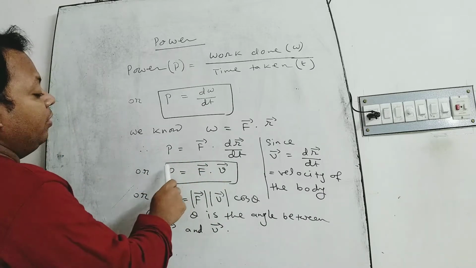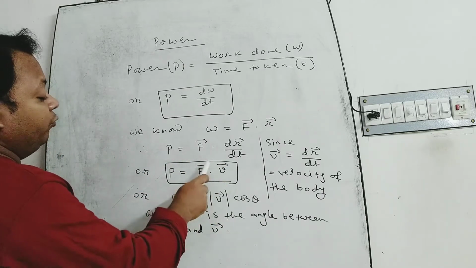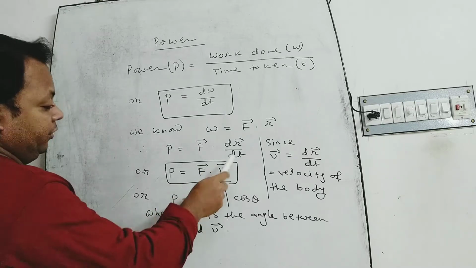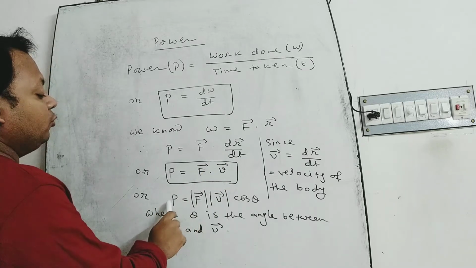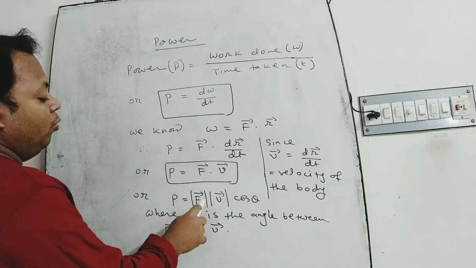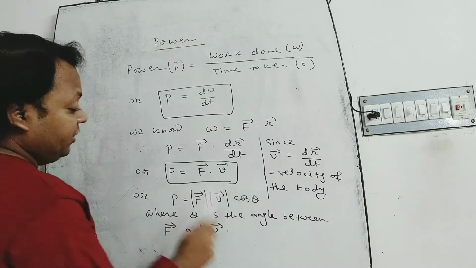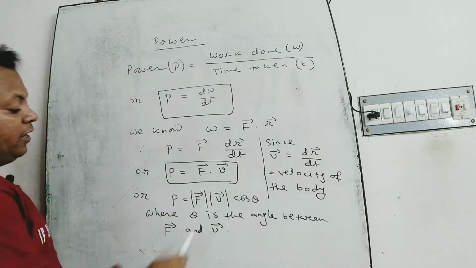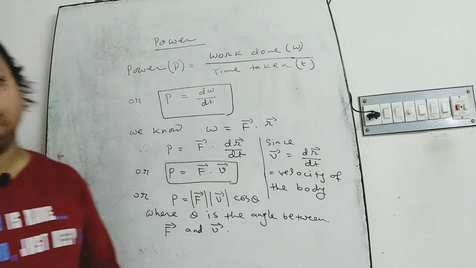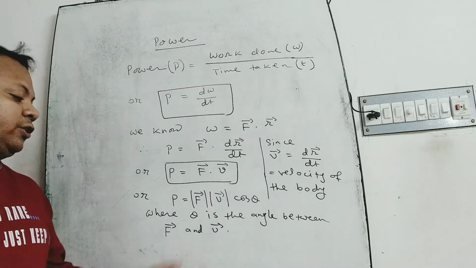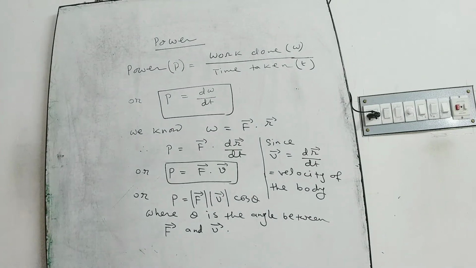That is, power is equal to applied force vector dot velocity vector, or P is equal to mod of F vector into mod of v vector cos theta, where theta is the angle between F vector and v vector. This is the expression of power.